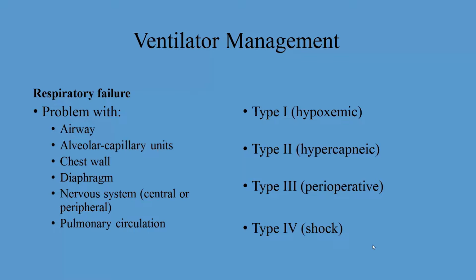All right, now, lastly, some basic ventilator management. And so we're talking about respiratory failure. It's some problem with either the airway, the alveoli, or the blood supply to the alveoli, the chest wall, the diaphragm, the nervous system to include the neuromuscular junction, or the pulmonary circulation. And then we break down the types of respiratory failure into hypoxemic, hypercapnic, perioperative, or associated with shock. And it can be a combination of those things.